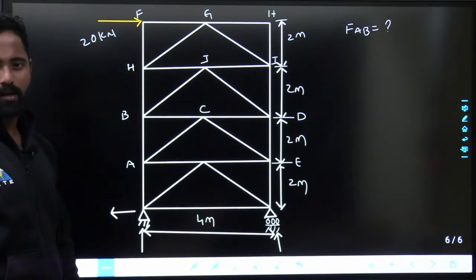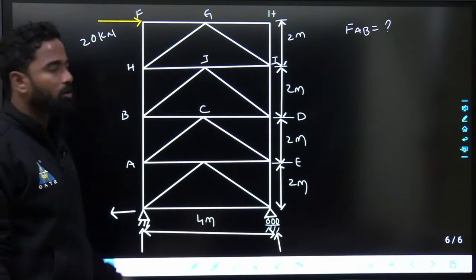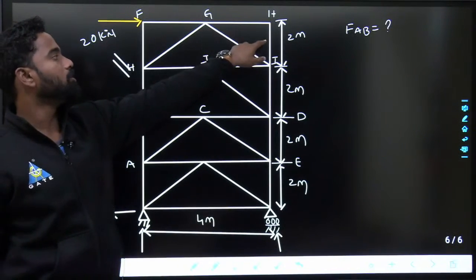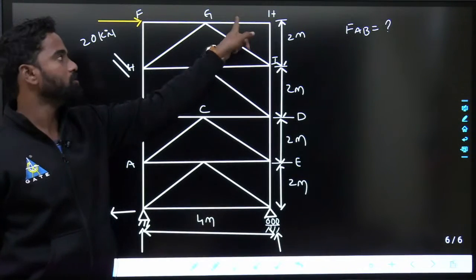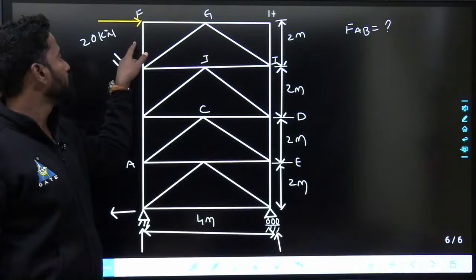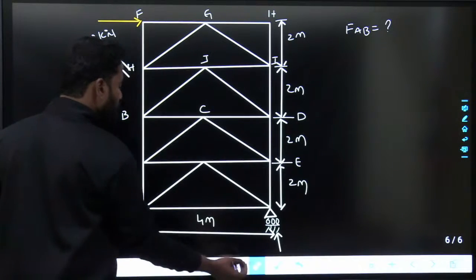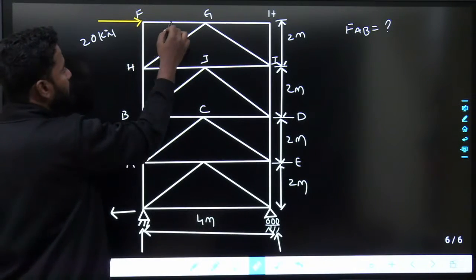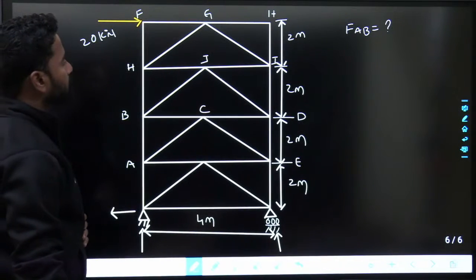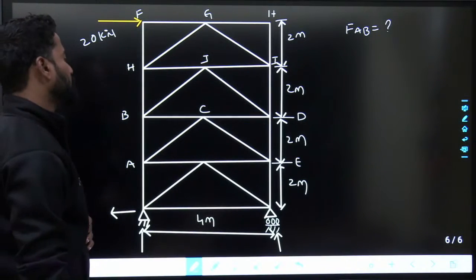I am not saying it's impossible. You can go by method of joints. This is 20 kilonewtons, so here it will be 20, here it is 0, here it is 0, because there are no loads. Then here it would be 20, here it is 0. Force in this member will be 0, this member will be 20. Then from each and every joint you have to keep on calculating.